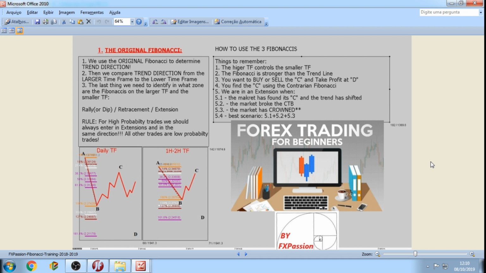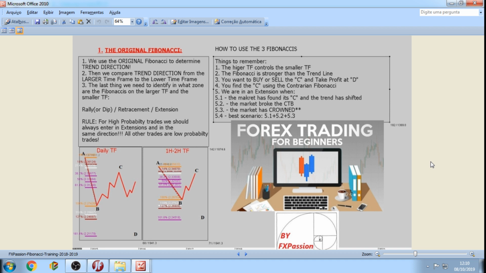And as a rule, for high probability trades, we should always enter in extensions and in the same direction, from the larger time frame to the smaller time frame. All other trades are low probability trades, if we are talking about the Fibonacci's, of course. Okay? How to use the 3 Fibonacci's? No, not yet, step by step.